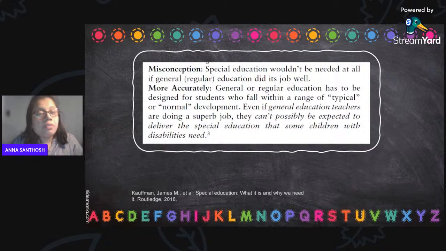To say it more accurately, general or regular education is designed for students who fall within a range of typical or normal development. Even if general education teachers are doing a superb job, they can't possibly be expected to deliver the special education that some children with disabilities need. So this is a more accurate explanation for the misconception that we have regarding the above one.